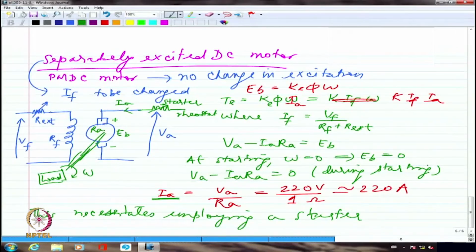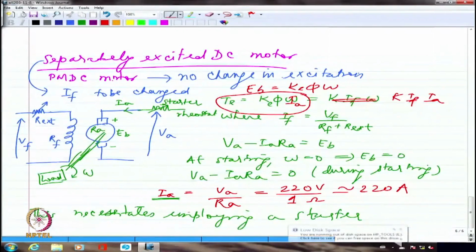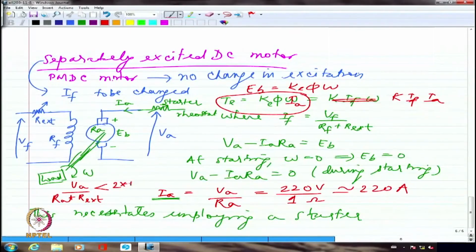So if I require a larger starting torque, very clearly as the torque equation indicates, I will require a larger armature current as well. So I may put the limit on the armature current as twice the rated current or something like that, the peak current that can be carried by the armature, not on a continuous basis, for a short while. For a short while, I may allow my machine to carry twice the rated armature current. So if I actually put a limit like that, then I'm going to include an external resistance. So I would say VA divided by (RA plus R external) should be less than maybe 2 times IA rated. I may put a limit like this.